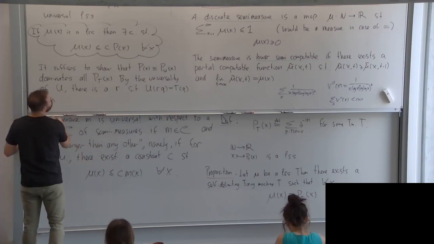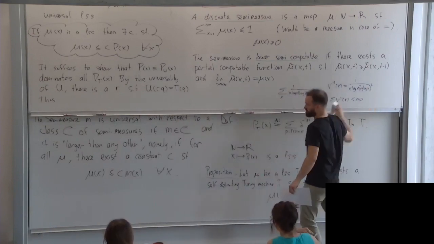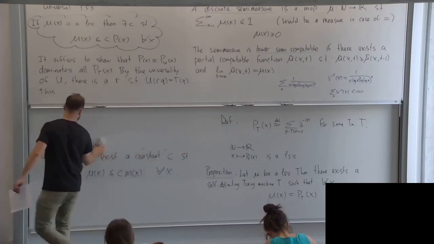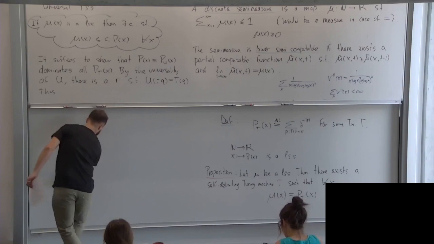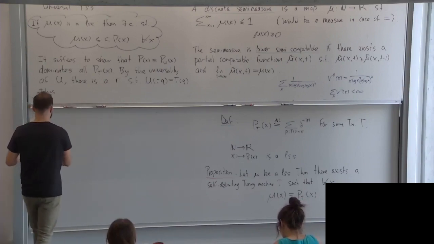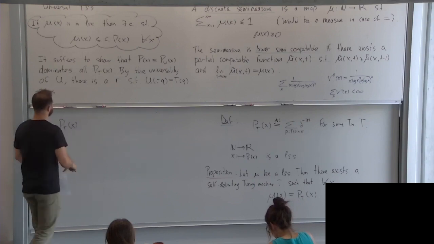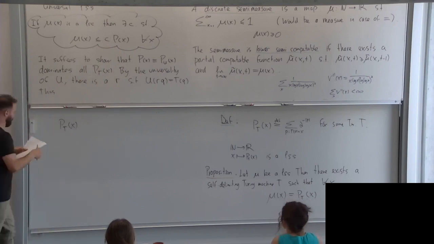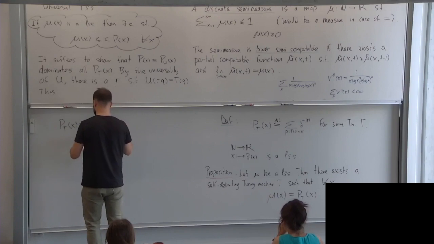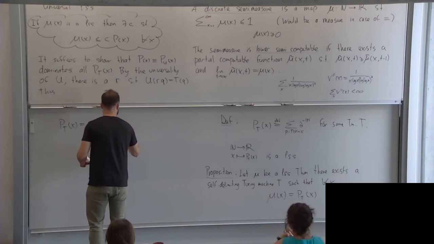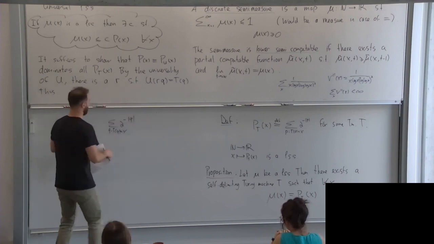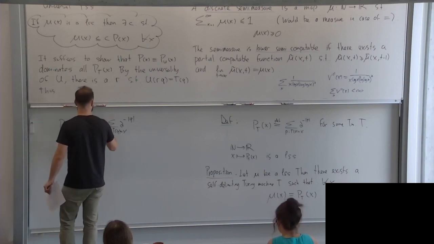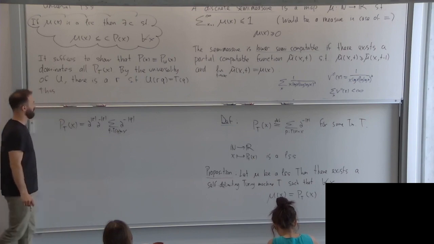Thus, P_T of x, we want to show that it's smaller than some constant times P of x. Well, it's equal to, that's just by definition, the sum over all q such that T of q equals x, of 2 to the minus length of q. It's my definition of P_T of x. But I'll just add 2 to the minus length of R here. I'm adding 1.